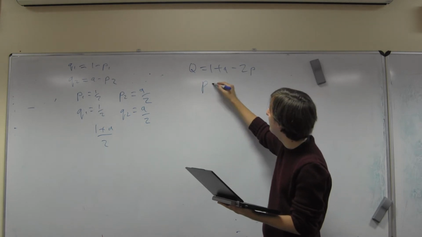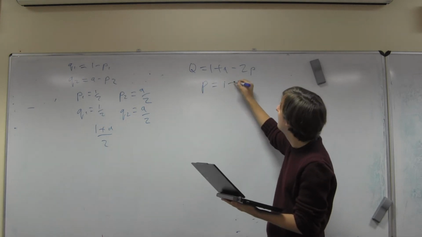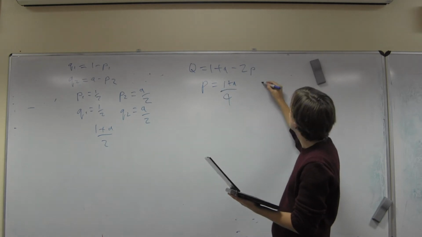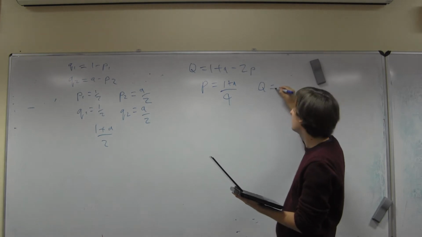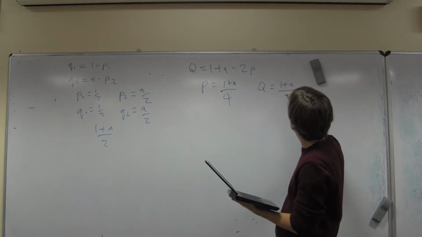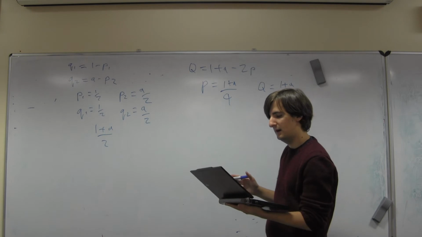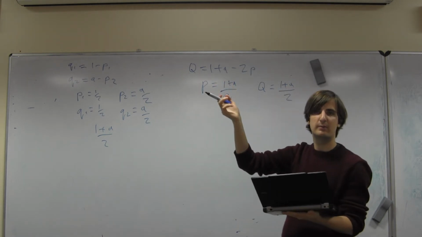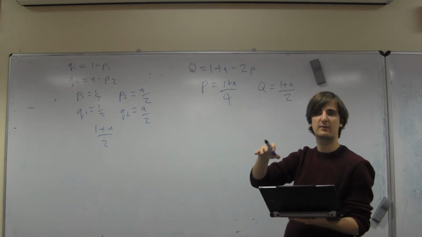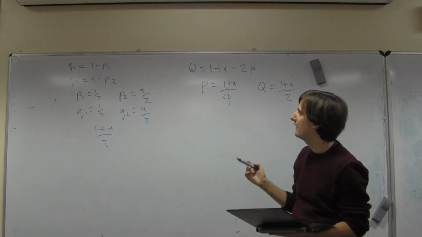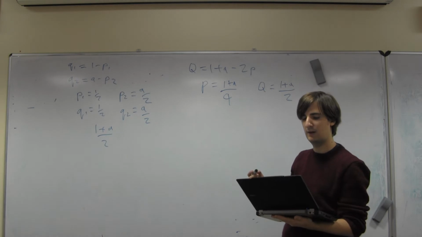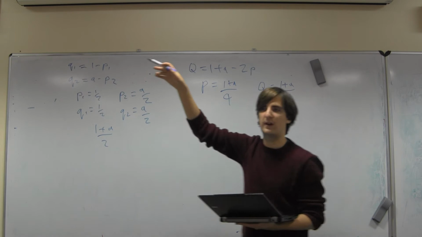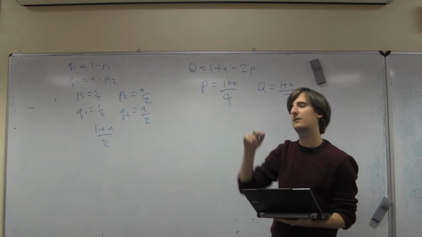And this is going to be at P is 1 plus A over 4, which means total quantity is 1 plus A over 2. So that's one thing they can do. They can sell the good to both the high value consumers and the low value consumers, and they also have the option of just selling the good to the high value consumers. So they can price the other type out of the market, if you like.